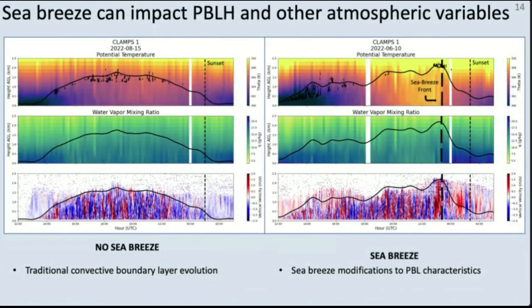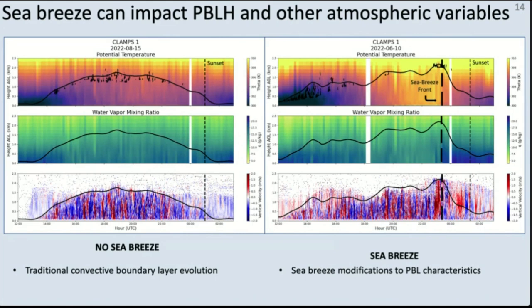So obviously, with Houston being a coastal location, the sea breeze is affecting our planetary boundary layer, and it's known to modify that PBL. But just how much it modifies different characteristics is not really well understood, especially when looking at it in a spatial sense. So focusing in on the sea breeze and how it may be impacting the PBL, I have here two different cases from CLAMPS 1.